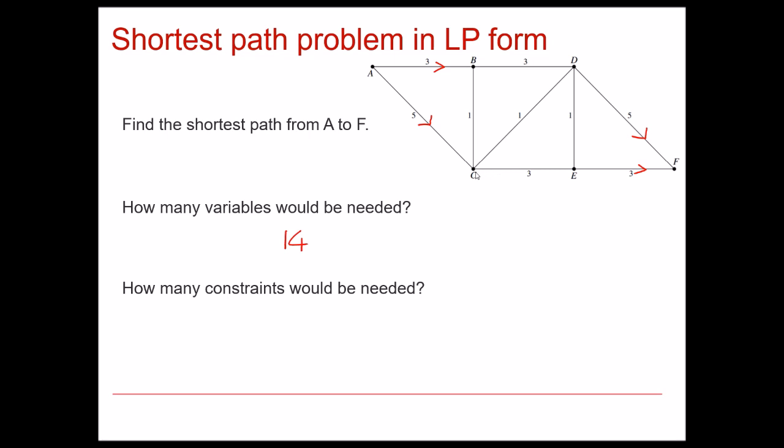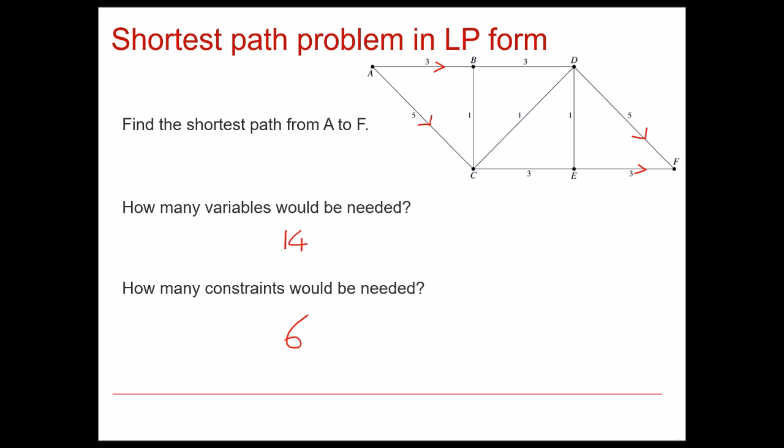Now for the constraints, if you remember what we saw last time, every single node has a single constraint associated with it. So we've got 1, 2, 3, 4, 5, 6 constraints. Of course, they're not all the same type. The constraint at A and the constraint at F will look different because they'll give a total of 1, unlike the other 4, but the total number of constraints is 6.